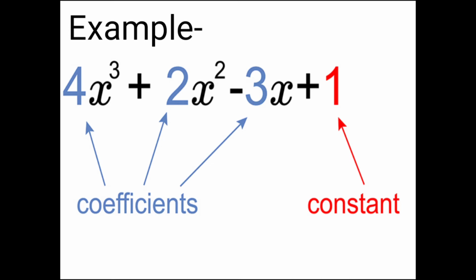See here, 4x cube plus 2x square minus 3x plus 1. This is the example given here. Here 1 is the constant, and 4, 2 and 3 are the numerical coefficients, and x cube, x square and x are the literal coefficients or variable coefficients.